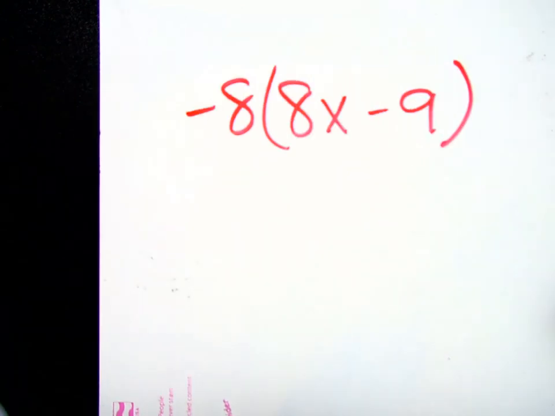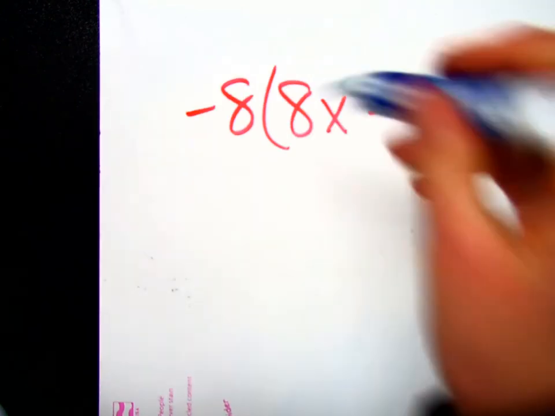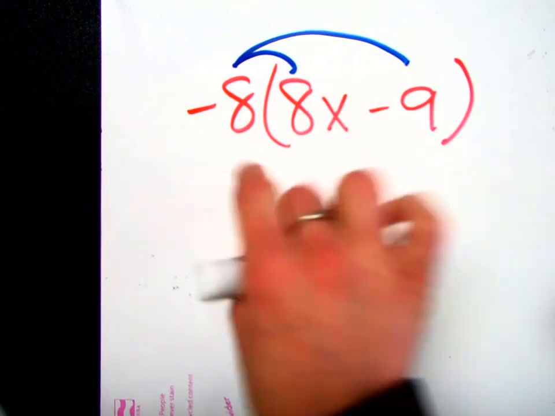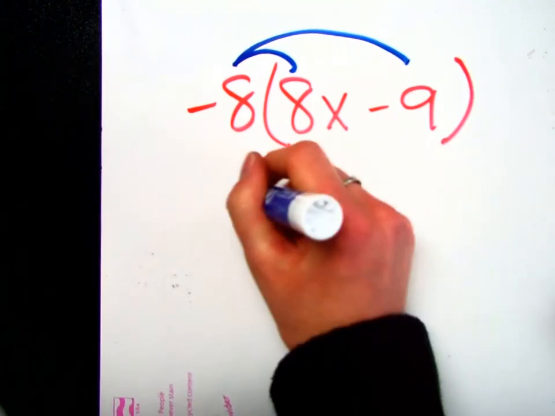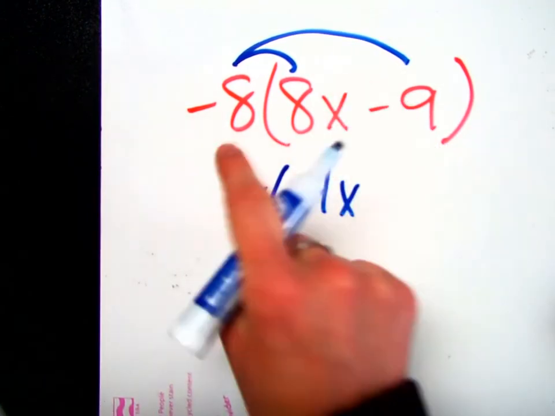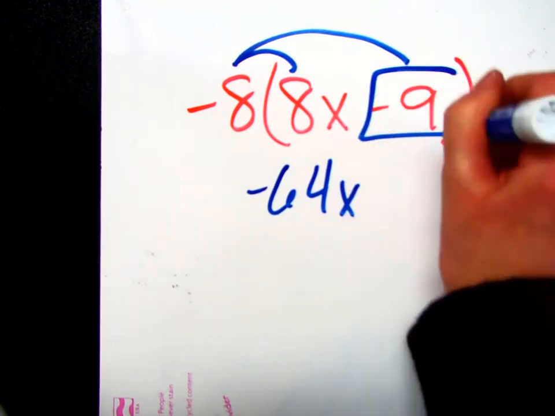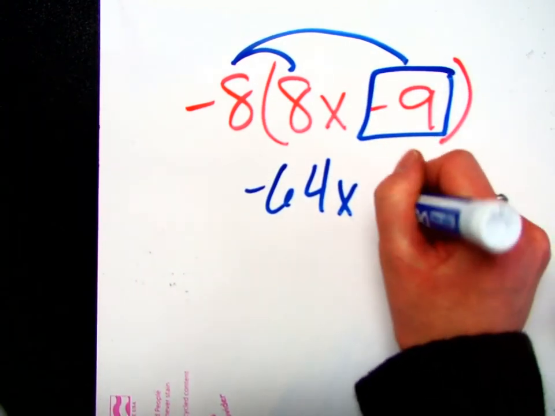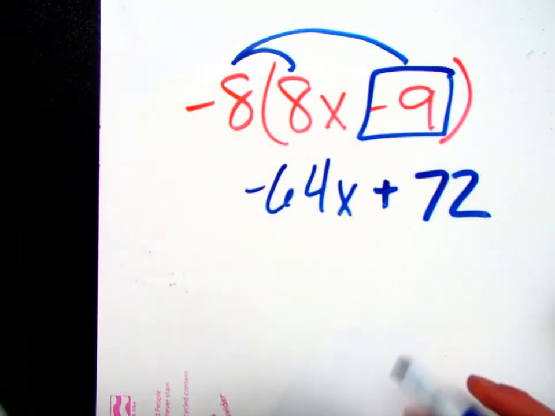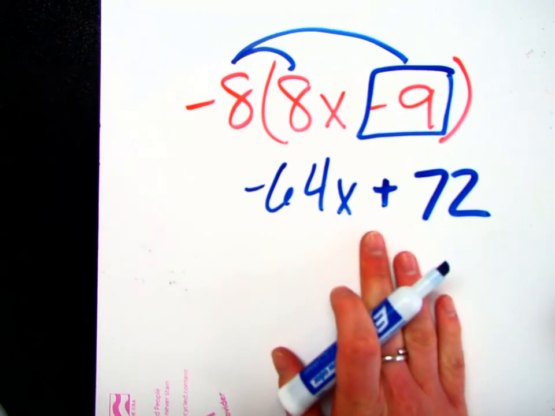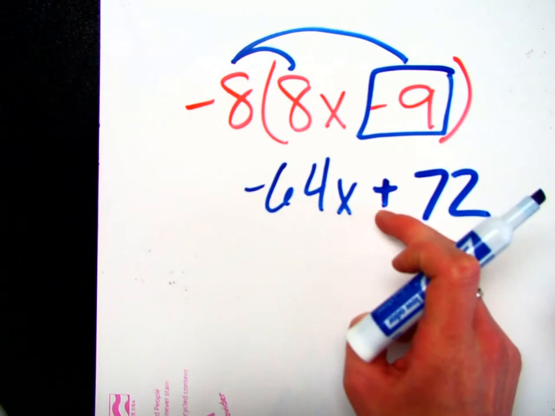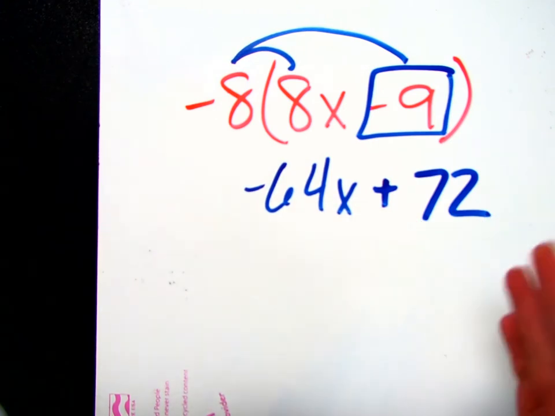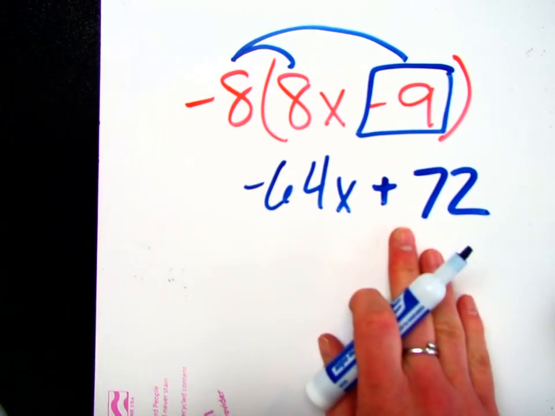Next example, negative 8 times (8x - 9). Negative 8 times positive 8 is a negative 64. And negative 8 times a negative 9 is a positive 72. Now, one thing I would caution you with this one is do not bring down the negative sign again, because if you do, it will end up changing the end number.